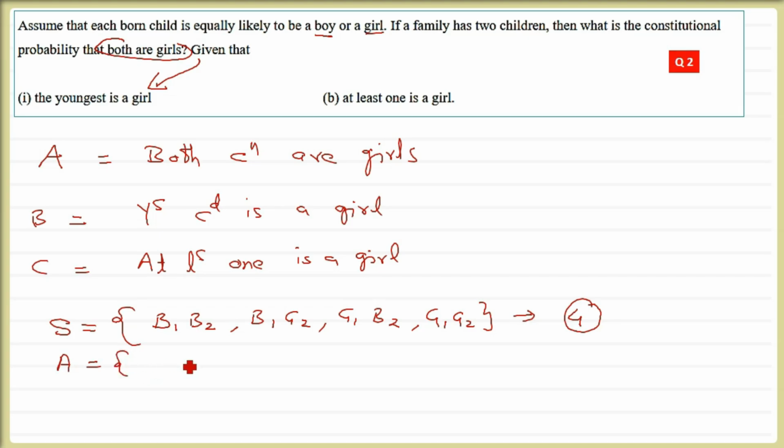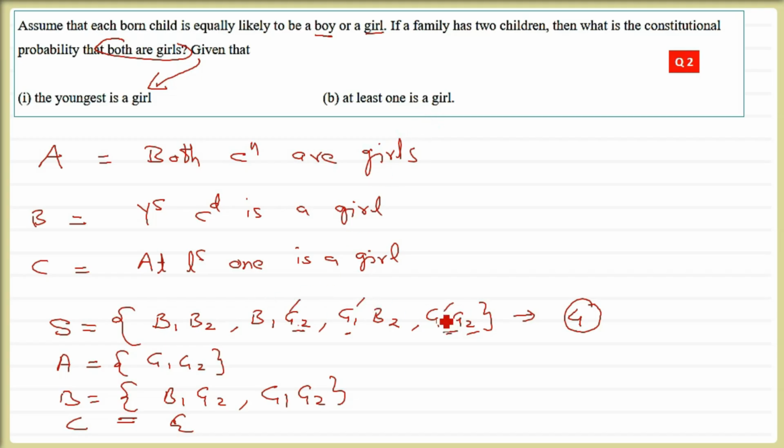Now coming to A, what is the sample space of A? Both children are girls, so only G1, G2 is the possibility. A is this one only. B is the youngest is a girl. Youngest means the second child should be a girl. So wherever we have G2 in the second place, the first can be a boy or a girl. So B1, G2 and G1, G2 is the criteria for B.